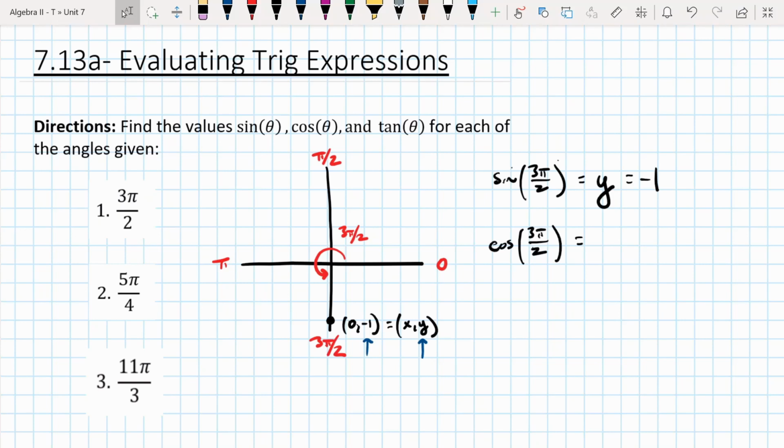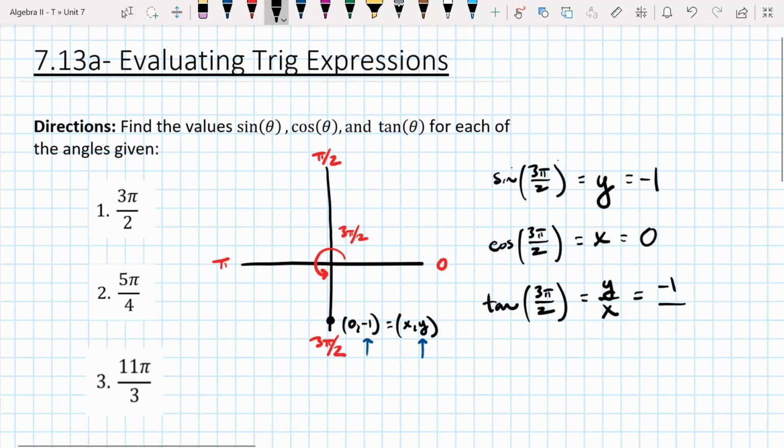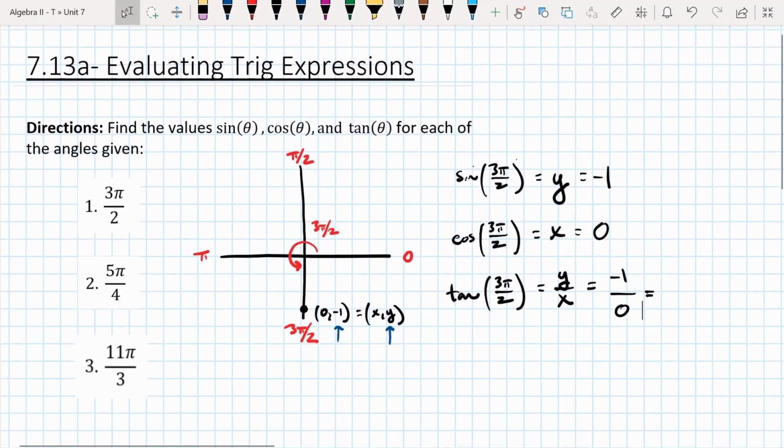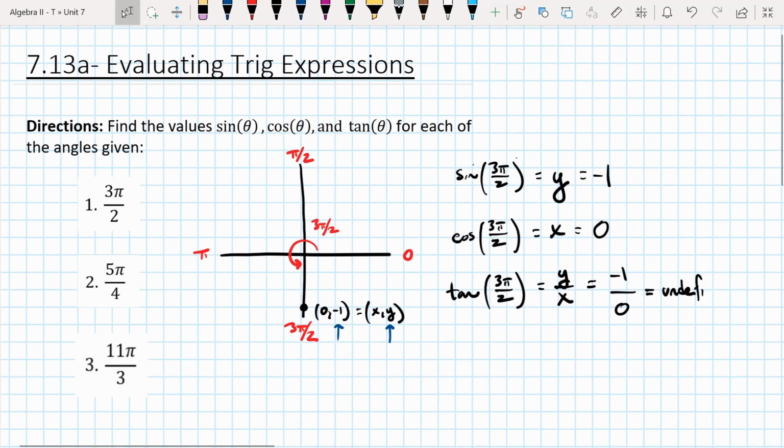Cosine of 3 pi over 2 is going to be equal to the x value at this coordinate point on the unit circle. The x value at this coordinate point is equal to 0, and so cosine of 3 pi over 2 is 0. And then lastly, tangent is the ratio of sine over cosine, or another way to write it is y over x. And so we're going to take our values of sine and cosine and plug them into this equation here. So y is equal to -1, and then x is equal to 0. So -1 over 0, this is undefined. And so the tangent value is actually undefined here. It doesn't have a value.